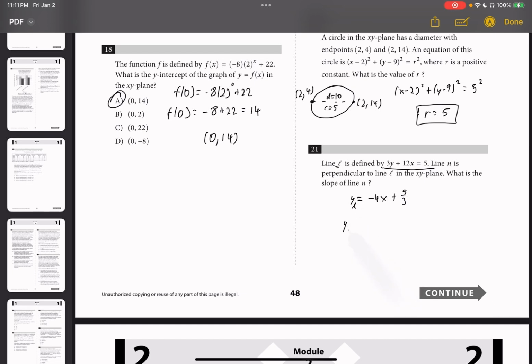Now, if we're trying to find y of N, we're going to have the opposite, or the negative reciprocal of this slope. So it's going to be positive 1/4 x plus, let's just say b. The y-intercept doesn't matter in this context. So the slope of line N is going to be 1/4.